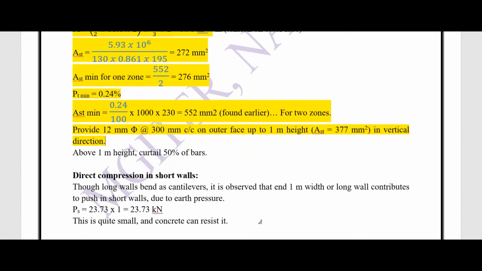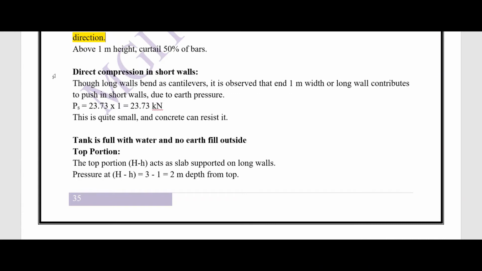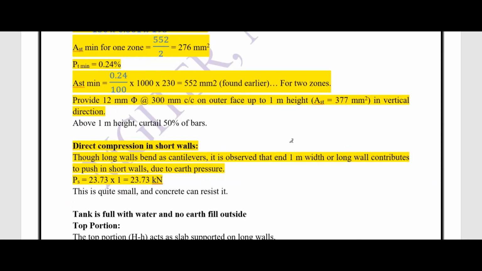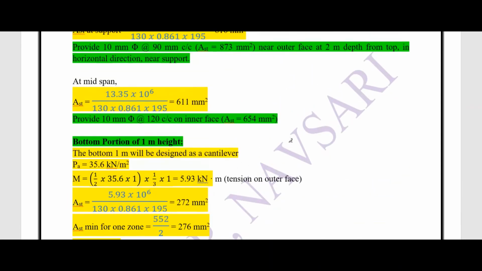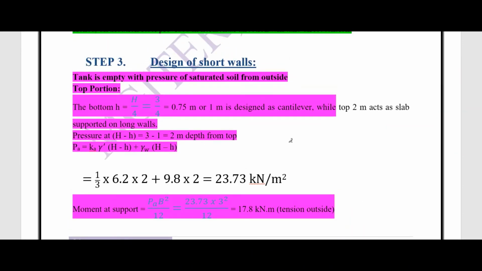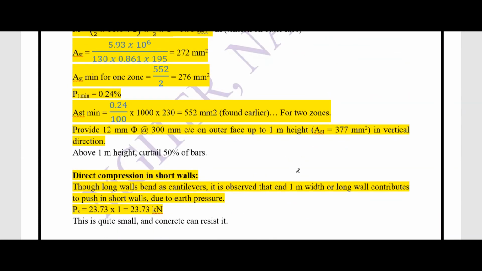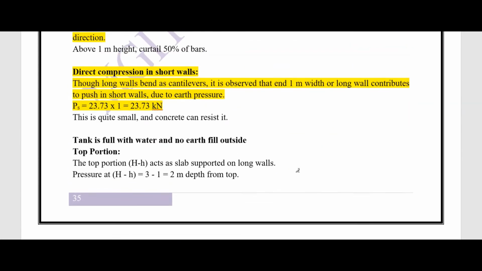Now we have to provide for direct compression in the short wall. The long wall bends as a cantilever, and it is observed that 1 meter width of long wall contributes to push on the short wall due to earth pressure. So PS is equal to 23.73 into 1. 23.73 is the earth pressure on the short wall, and the concrete can resist it, so we do not have to provide extra reinforcement for direct compression in the short wall.